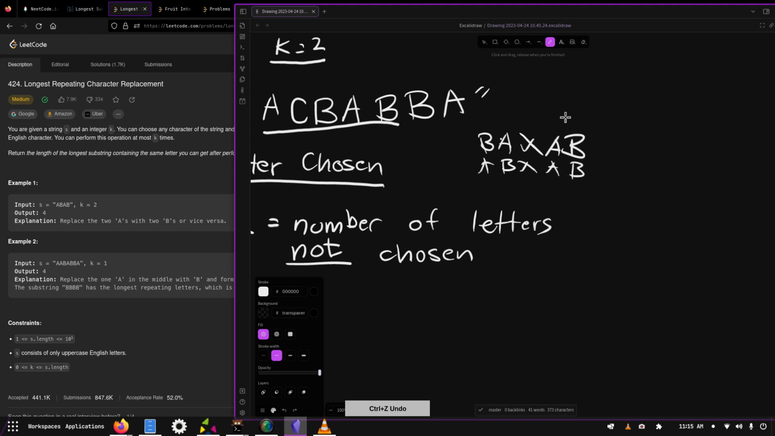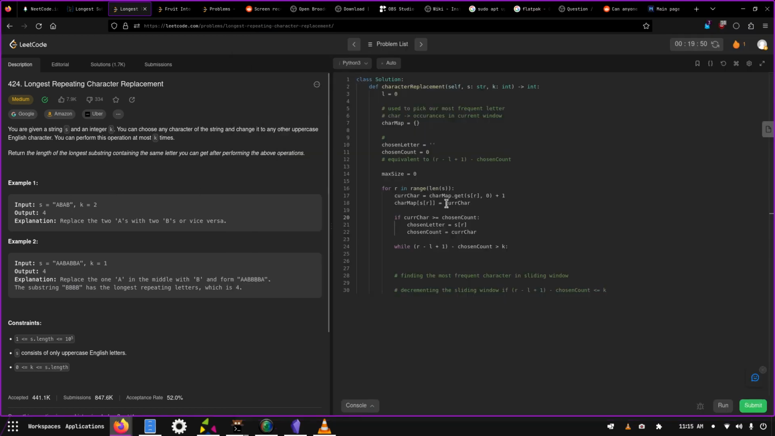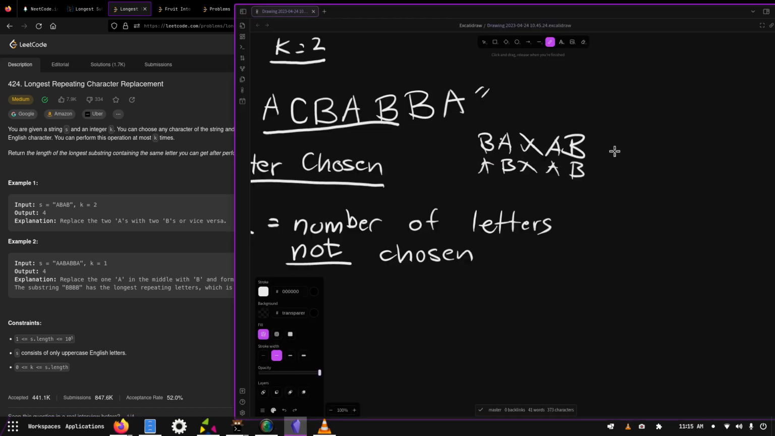Okay, so if we reach here, I don't think this would work, because once we reach this B, it becomes, again, our chosen letter. But once you start decrementing the window, we run through the same issue again. So yeah, that doesn't really do much of anything.